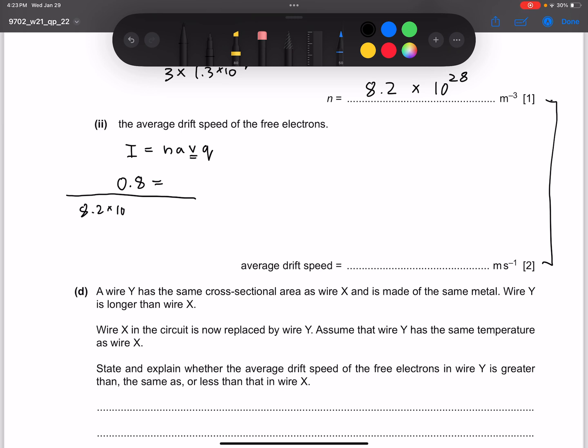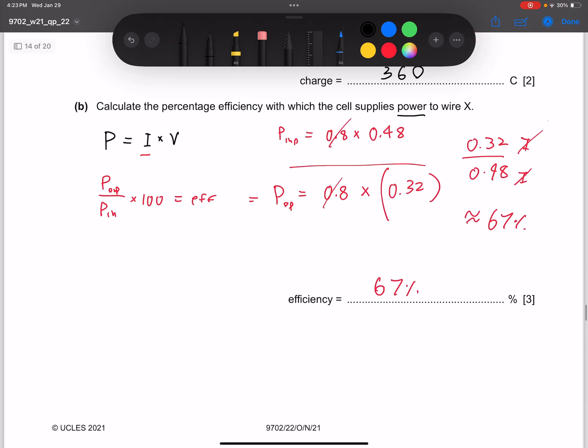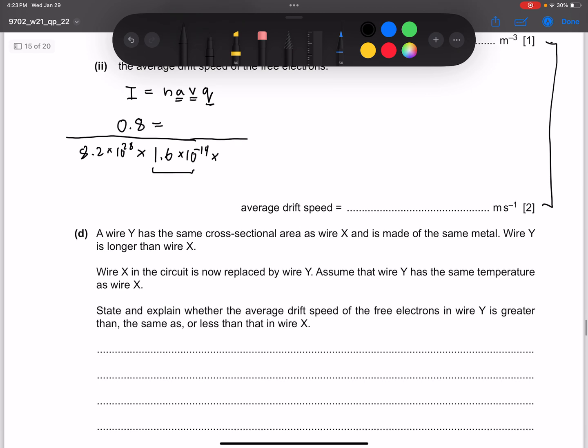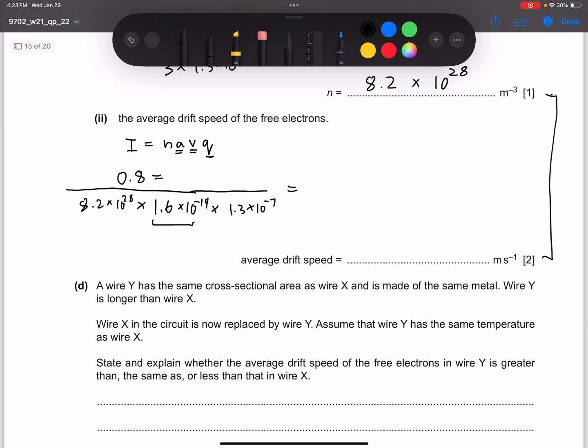8.2 into 10 to the power 28 into, let's bring Q to the denominator, 1.6 into 10 to the power minus 19, because this is the charge of an electron, Q is charge, into, lastly, we have to bring A to the denominator. So let's do that. What is A? A is the cross-sectional area. So 1.3 into 10 to the power minus 7. Oh boy, this is a lot of work.